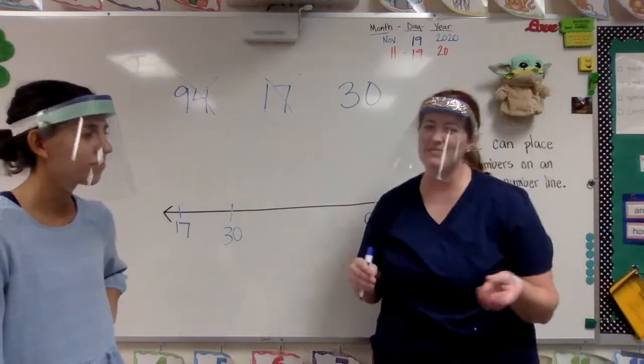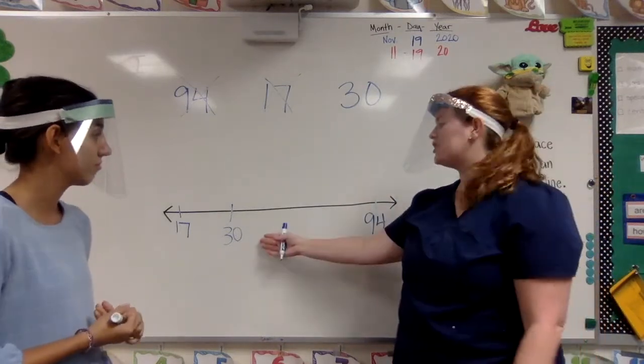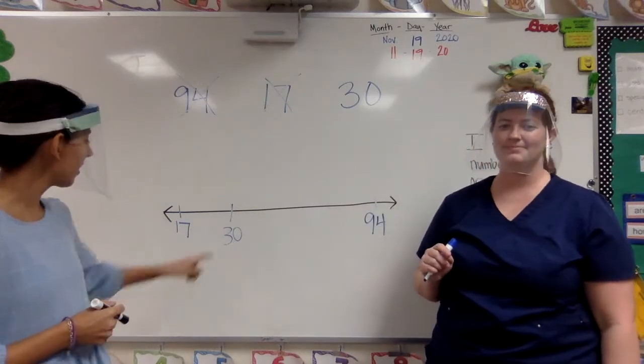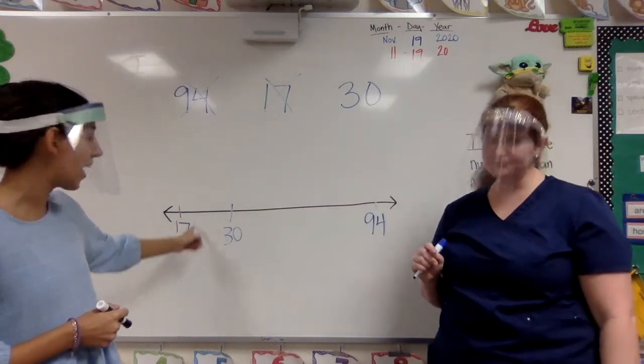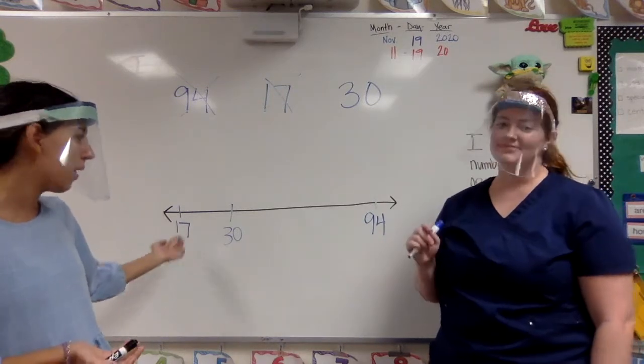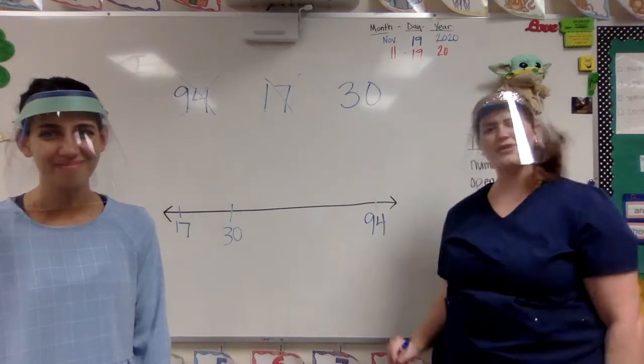And it doesn't have to be exactly perfect. I just know that if this was a number line, 30 would definitely be closer to 17 than 94. And I like how you didn't put it right next to the 17 because we know that's not the next number that you would get. That's right. It would be somewhere kind of close to it. That's right. Let's try another one.